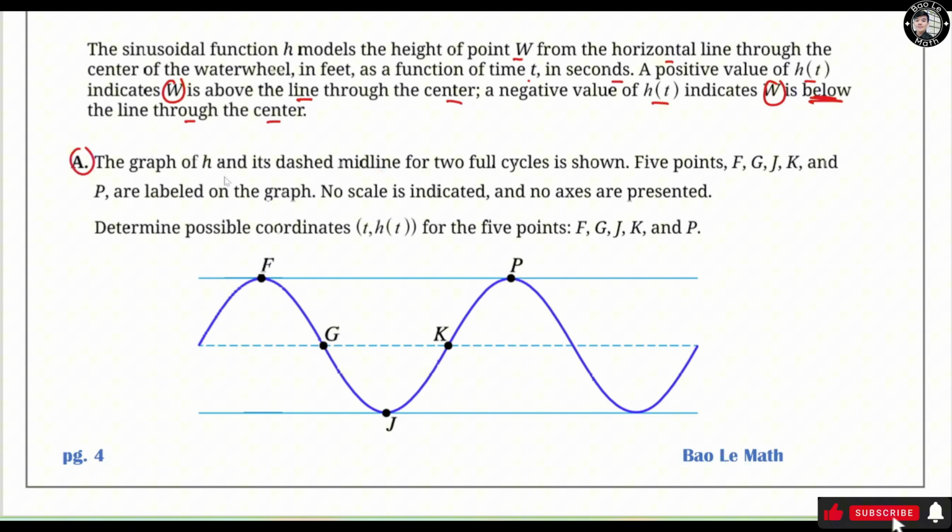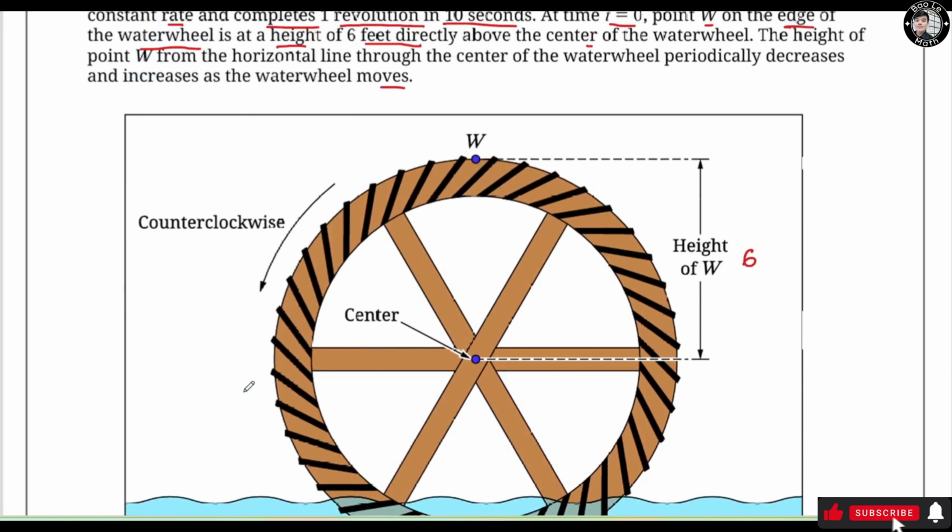Question A. The graph of h and its dashed midline for 2 full cycles is shown. 5 points F, G, J, K, and P are labeled on the graph. No scale is indicated and no axes are represented. Determine the possible coordinates t and h of t for the 5 points F, G, J, K, and P. So, point W starts from here. The midline is right here.